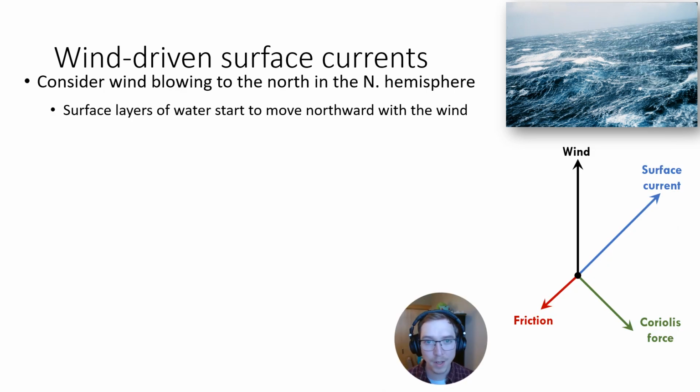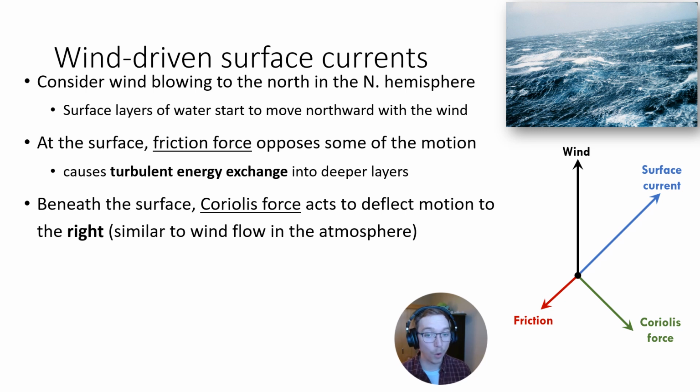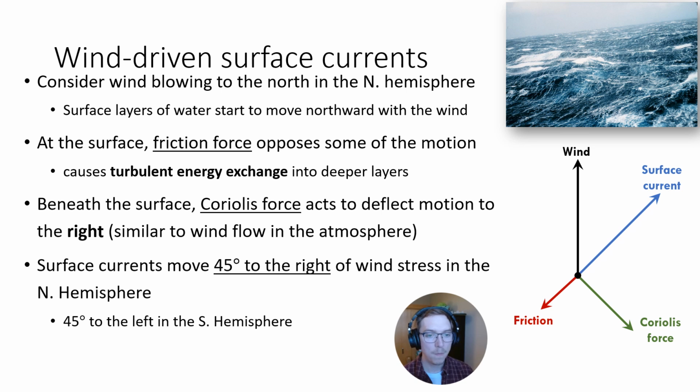Consider wind blowing to the north in the northern hemisphere. Surface layers of water start to move northward with that wind. At the surface, frictional forces oppose some of that motion, causing turbulent energy exchanges into the deeper layers. Beneath the surface, the Coriolis force, which we've talked about before, acts to deflect motion towards the right, similar to wind flow in the atmosphere that we talked about a couple of weeks ago. And then surface currents are moving 45 degrees to the right of wind stresses in the northern hemisphere, or 45 degrees to the left in the southern hemisphere.